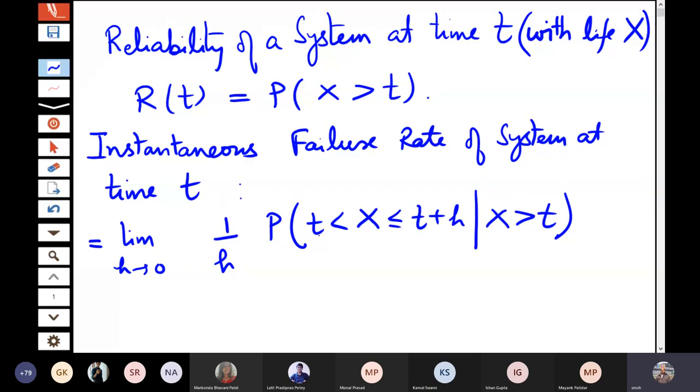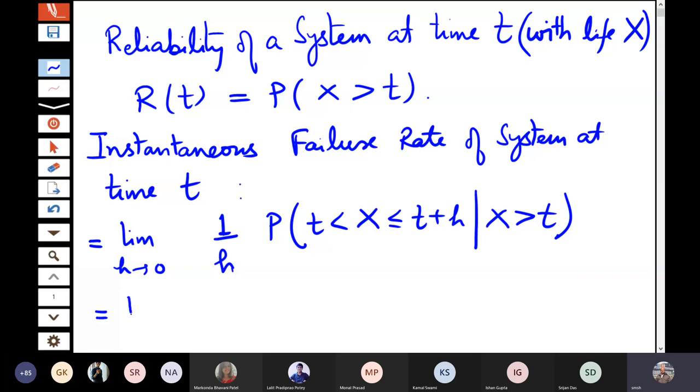Then this is called the failure rate at time t. So what does it mean? It means that we are considering failure just after time t, and to calculate the rate we divide by the length of the interval and take the limit as h tends to 0. Is this definition clear? Yes, sir. Now let us try to find out an expression for this.